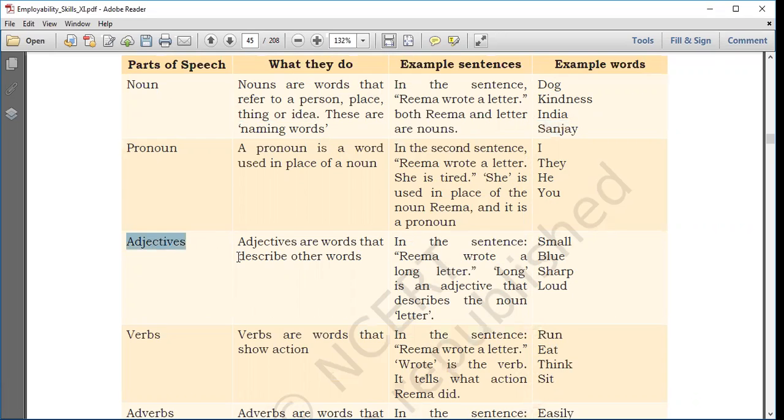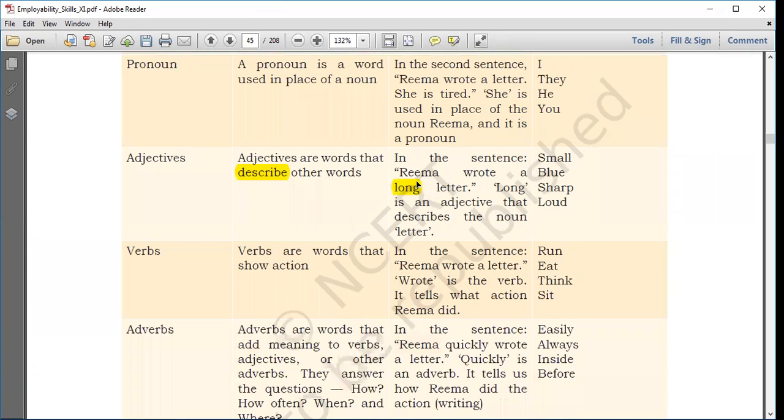Adjectives are the words which describe other words. They are also called describing words because they describe everything. Like Ria wrote a long letter. What kind of letter is it? It's a long letter. This word long over here is the adjective, right? It describes what kind of letter it is.